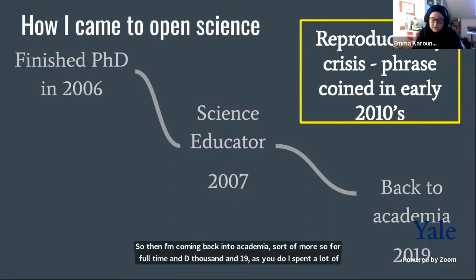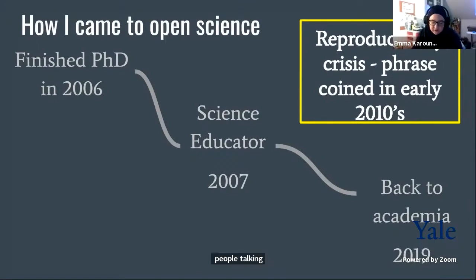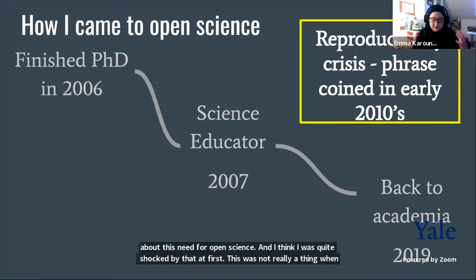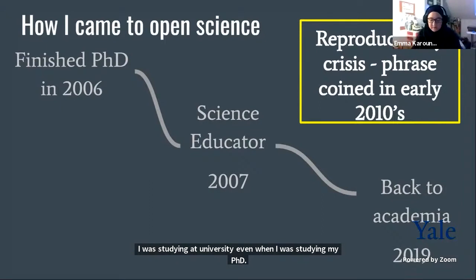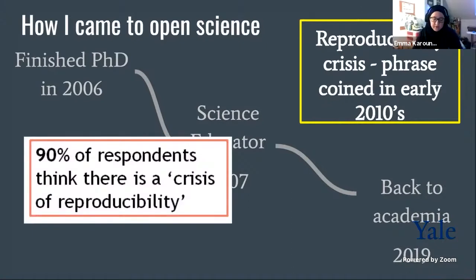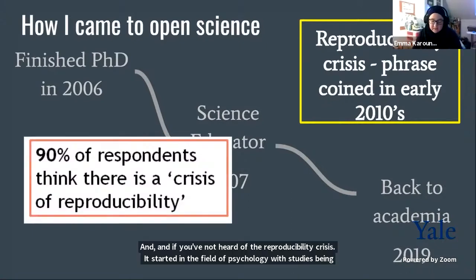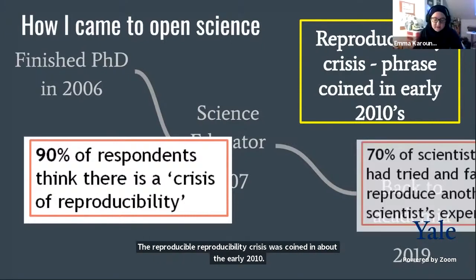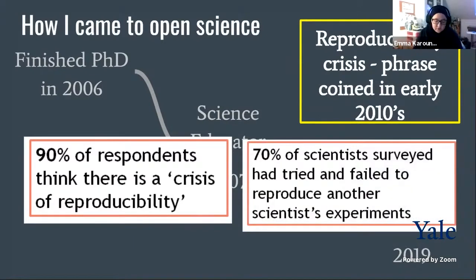And if you've not heard of the reproducibility crisis, it started in the field of psychology, with studies being retracted by journals, and it's really radiated out from there to other disciplines. And this phrase, the reproducibility crisis, was coined in about the early 2010s. And then in 2016, Nature did a survey where they found 90% of the respondents, who were scientists from lots of different fields, thought that there is a crisis of reproducibility within the whole of science. And they found that 70% of these scientists that they surveyed had tried and failed to reproduce another scientist's work. So again, this is quite shocking, really.